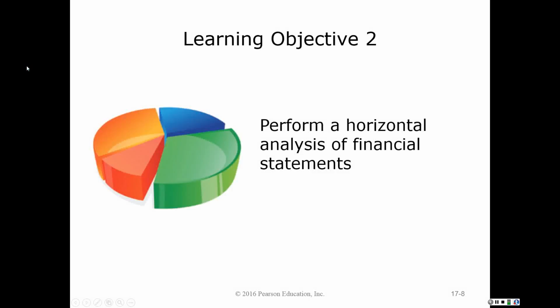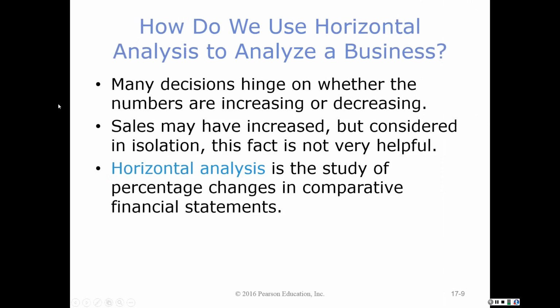Learning Objective 2 introduces us to one of the first tools that we can use to analyze financial statements, and that is the horizontal analysis. Just as it says, we're going to look at financial statements from a horizontal perspective, year to year to year. And as your text says, there are several decisions that a company makes that depends on whether sales are increasing or decreasing. Is inventory building up or decreasing? What about our cash, our accounts receivable, our liabilities?